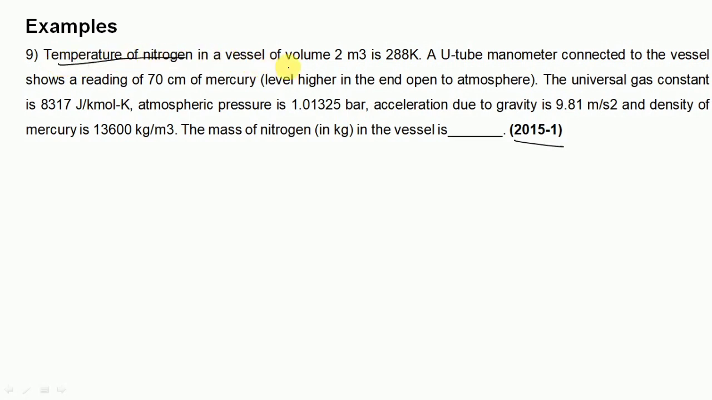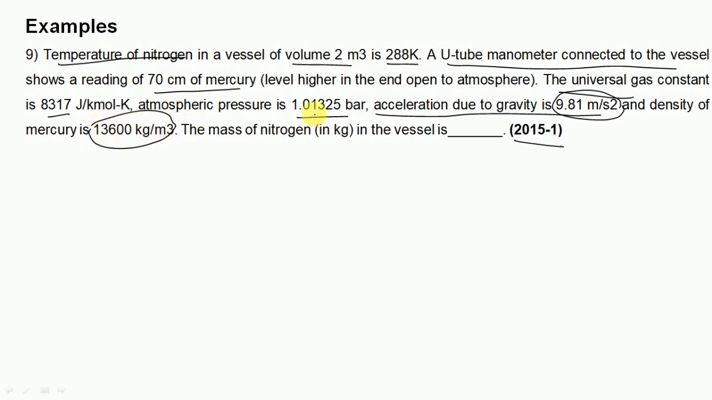The temperature of the nitrogen in a vessel of volume 2 meter cube is 288 Kelvin. A U-tube manometer connected to the vessel gives a reading of 70 centimeter of mercury. So I think the height is given. Thereafter, the universal gas constant is given, 8314 joule. Atmospheric pressure is given. The acceleration due to gravity is given. Density is given, and you need to find the mass of the nitrogen.